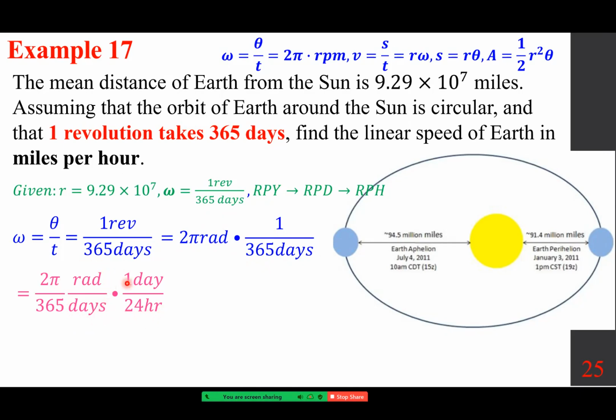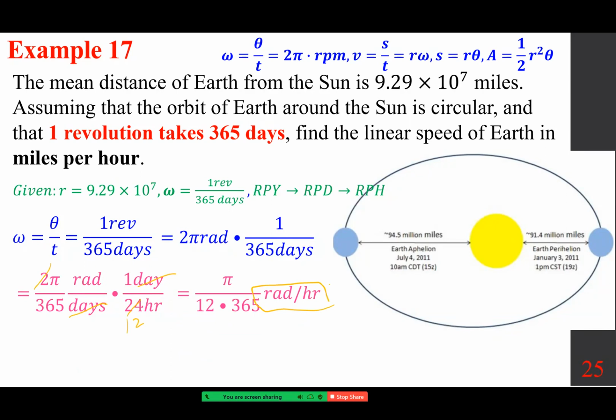So this one has the units of radians per day, and 1 day is 24 hours. The reason we put the day at the top is because these two cancel each other. Take a look. So we have now radians per hour. What is at the top? At the top is 2 pi. At the bottom is 365 times 24. We can cancel out the 2 with 24. So that's what we have precisely. This is radians per hour. So we got the omega with the units of interest, radians per hour.